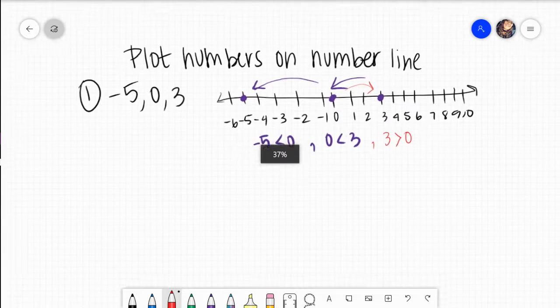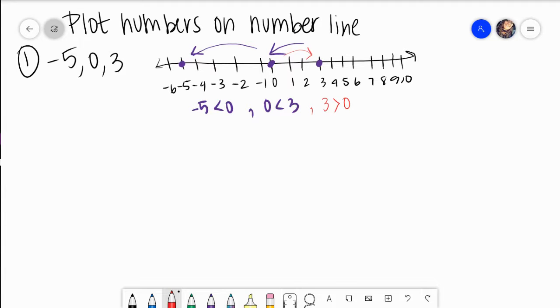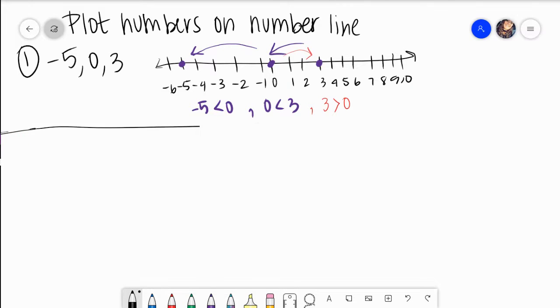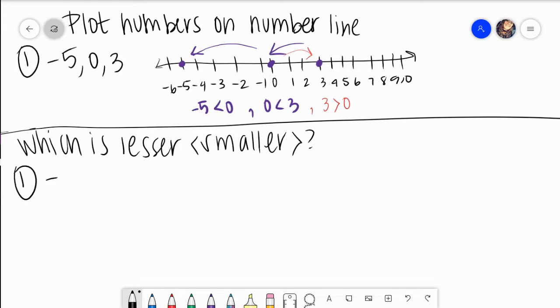Okay, that right there kind of brings up a good point. In the homework, you'll actually be asked which is lesser. Lesser is the same thing as smaller. Less than could be a way you could read it. For an example, say the homework gives you the numbers -3 or -4, and it wants to know which is lesser.